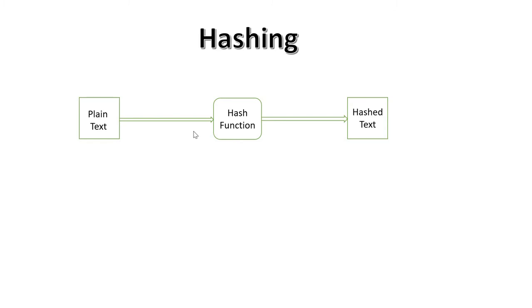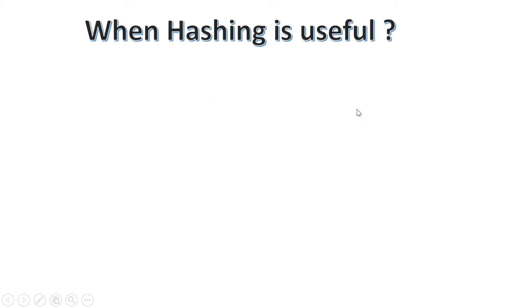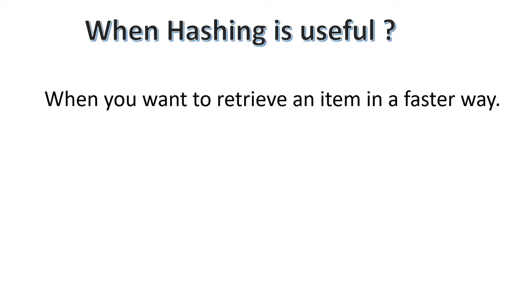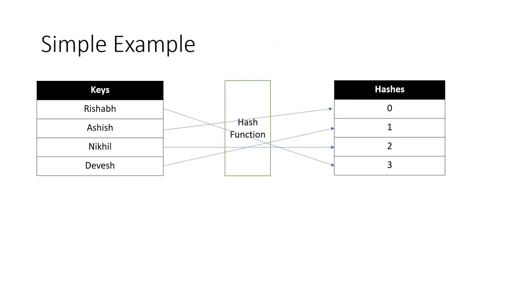So, what we do is we take a plain text, we use a hash function to convert this plain text into a hashed value. Hashing is useful when you want to retrieve an item in a faster way. For an example, a hash table. So let's take a simple example to understand this better.